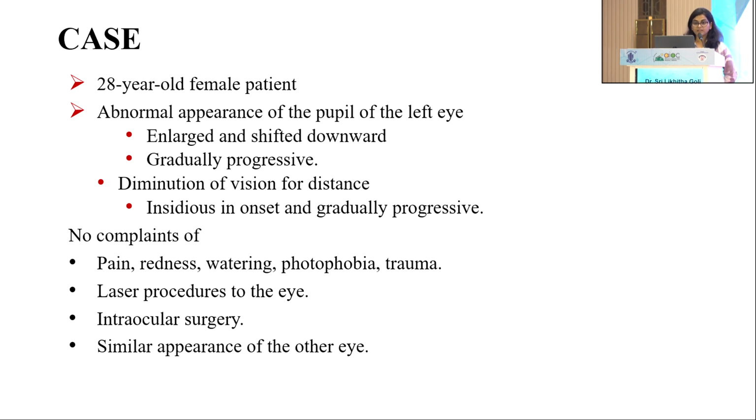Here is my case of a 20-year-old female patient who noticed an abnormal appearance of the pupil in her left eye, which is enlarged and shifted downward, and it is gradually progressive since 5 years. She also noticed diminution of vision for distance since 5 years, which is insidious in onset and gradually progressive. She has no other complaints of pain, redness, watering, photophobia, trauma, or other laser procedures to her eye, intraocular surgery, and similar appearance in the other eye.